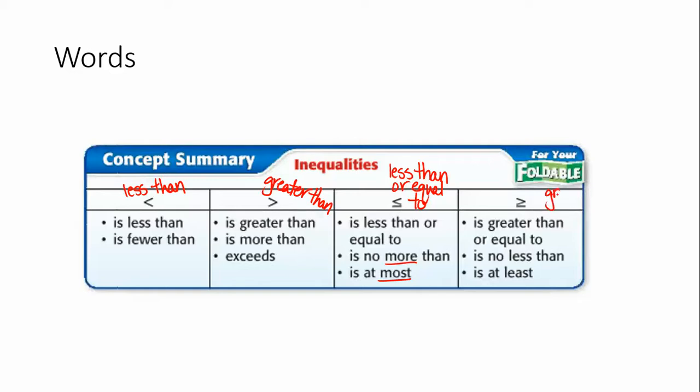Finally, then we have greater than or equal to. And this is similar to the previous one because we can also say is no less than or is at least. And again, you're seeing the words less and least, but you're using a greater than symbol because it means that it can't be any smaller than a particular number. And if it can't be any smaller than a particular number, that means it can be greater than it.